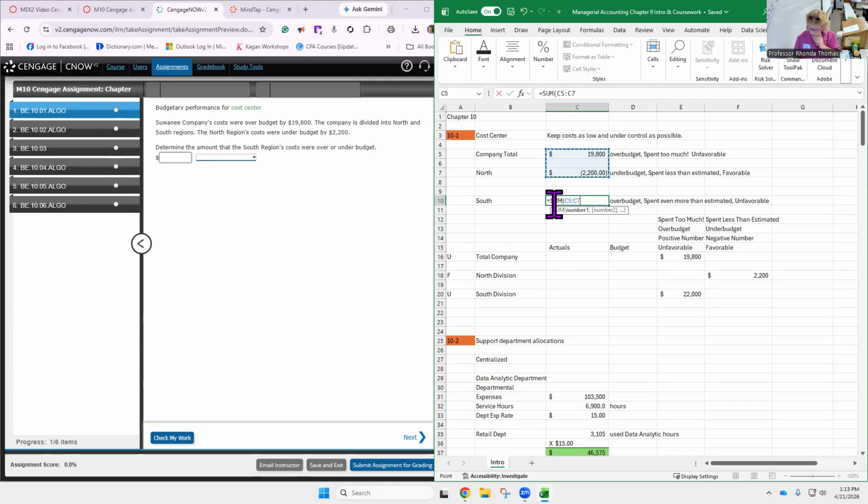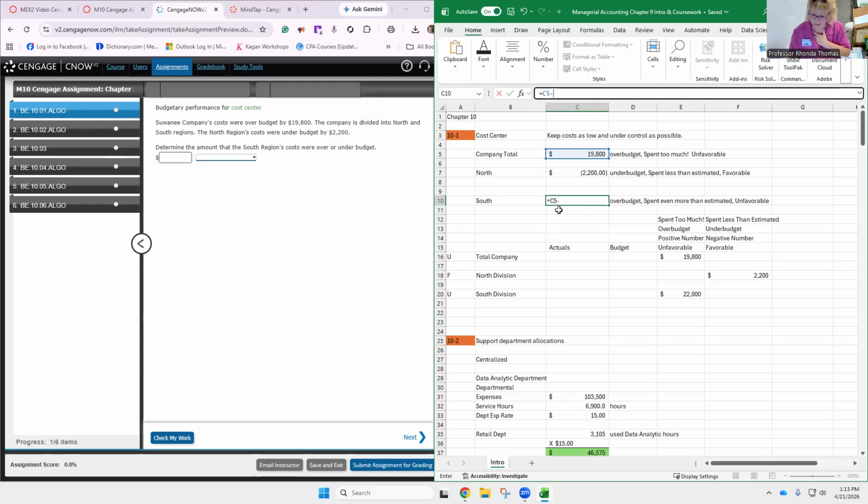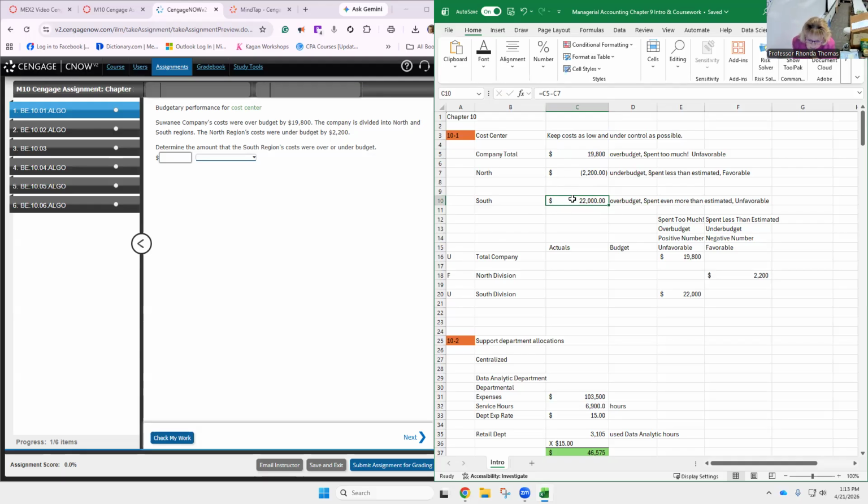I think this is the wrong direction. Yes, it is. So let's try this again. We want to take the total and subtract this amount, okay? And when you subtract here, this is already a negative number. So a negative number and a negative number is a positive number. So the south is 22,000. Okay, 22,000. Once again, this is a positive number.